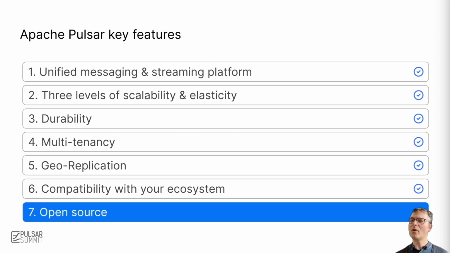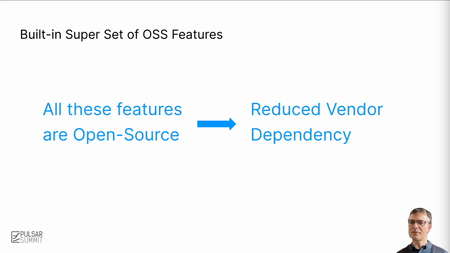Pulsar also has a great open source community. All of these features I presented are available in open source, so if you download Pulsar, you'll have all of them. This is great because you don't depend on a specific vendor. You're free to call a vendor to provide Pulsar as a service, like StreamNative, or you can manage a Pulsar cluster by yourself. There is no vendor lock-in.